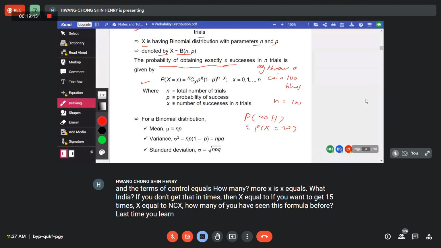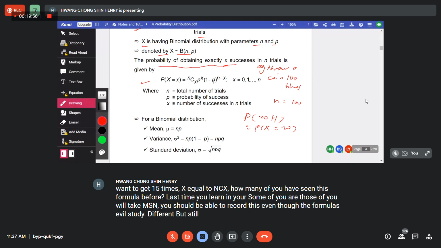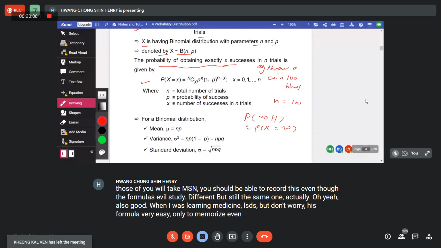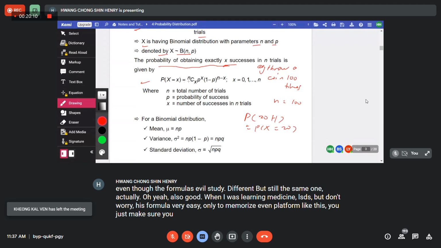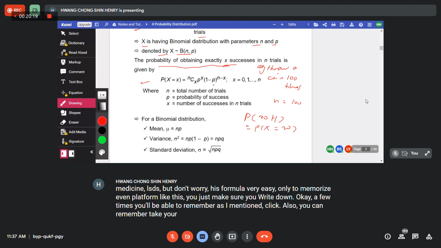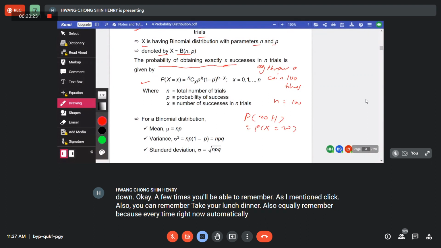Last time you learned it in your MS. Those of you who took MS1 should be able to recall this. Even though the formula symbol is slightly different, it's still the same one. For those of you who never saw this formula before, don't worry. This formula is very easy. No need to memorize, you'll be given it. But for your practice, make sure you write it down. After a few times you will be able to remember.